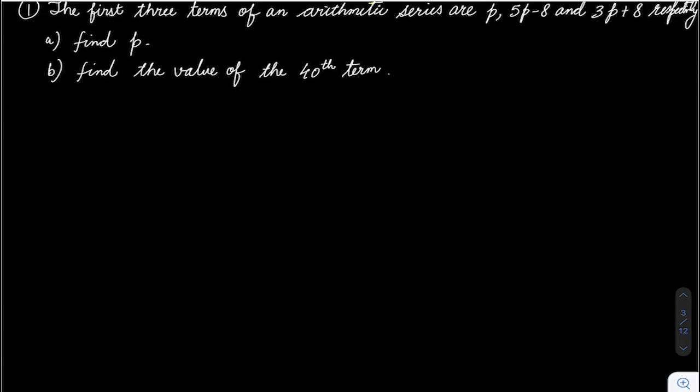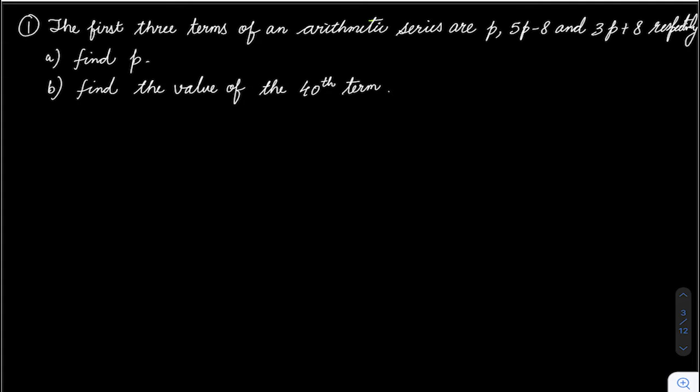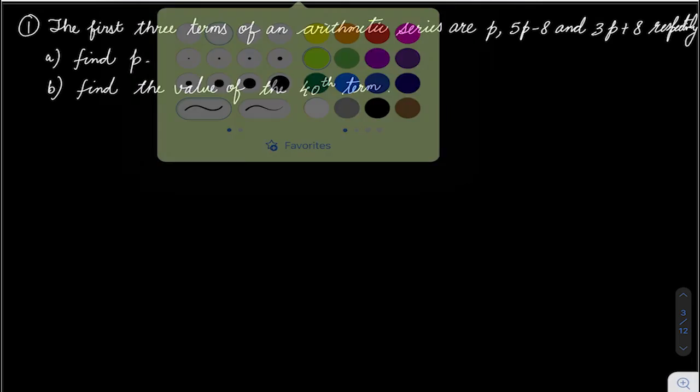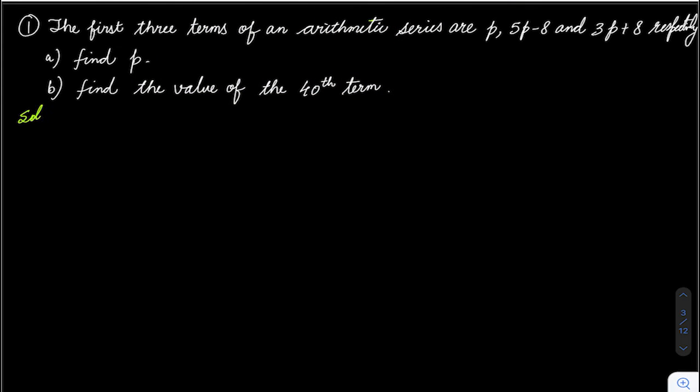The first question is: the first three terms of an arithmetic series are p, 5p minus 8, 3p plus 8 respectively. Then find the value of p and also find the 40th term. Okay, so the first thing we need to do is, this is my first term, this is my second term of the arithmetic series, and this is my third term.